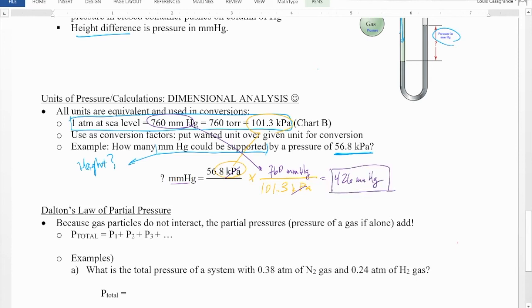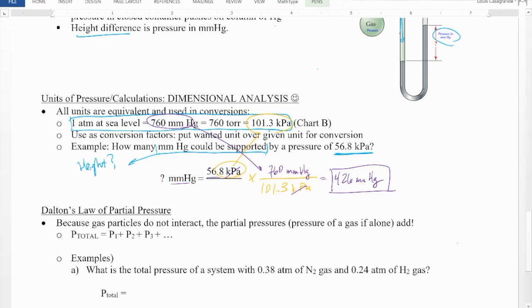And that makes sense. 56.8 kilopascals is a little over half of an atmosphere. 426 millimeters of mercury, and half an atmosphere would be 380, so that's just about right. It's nice to do a little mental check along the way.